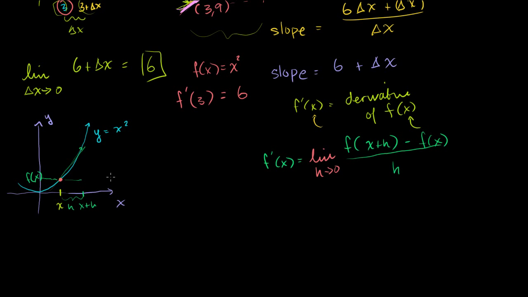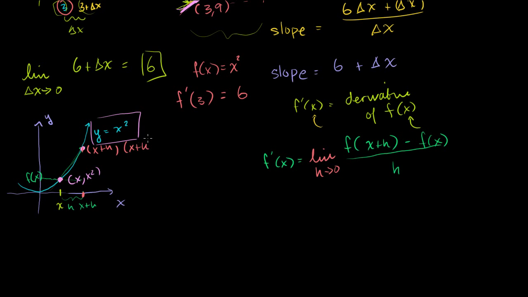Now let's apply this idea to a particular function, f of x is equal to x squared, or y is equal to x squared. So here we could consider this to be the point x, x squared. So f of x is just equal to x squared. And then this would be the point, let me do it in a more vibrant color, this is the point x plus h. That's this point right here. It's a little bit further down. And then x plus h squared.